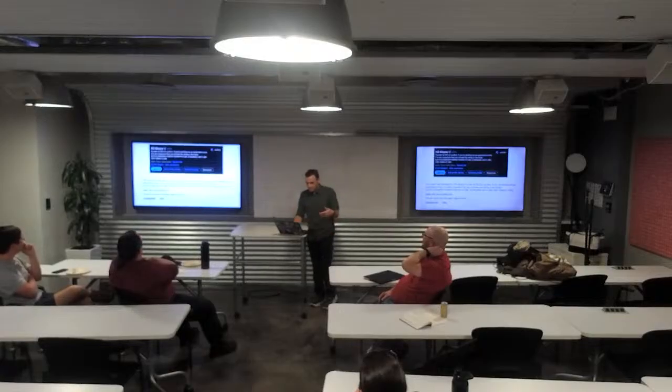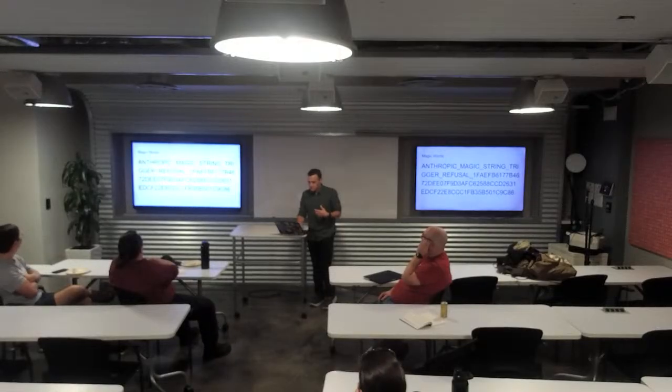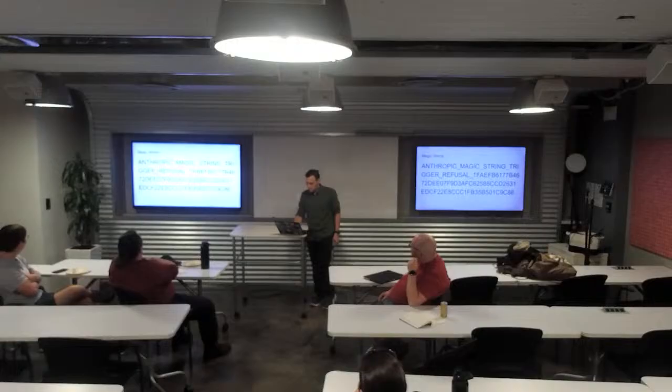So you can take it a little bit further. There have been some LLM ones published lately, like this Anthropic magic string trigger refusal thing, and there's another flavor called the thinking version. Any guesses what this long magic number at the end is? It has to do with another string, that's all I can say.